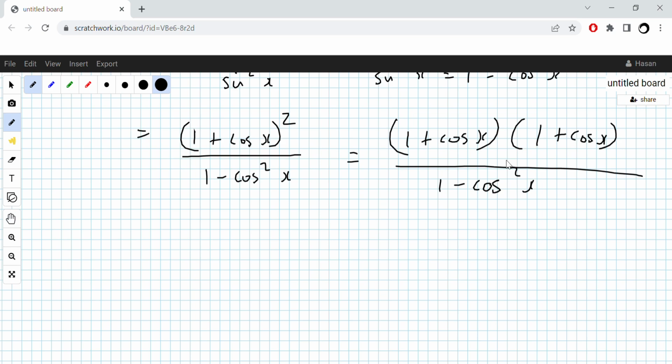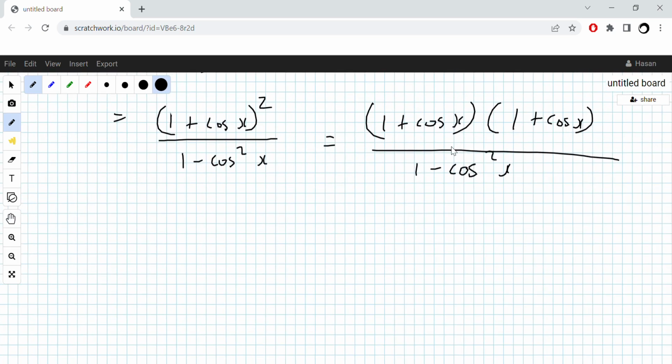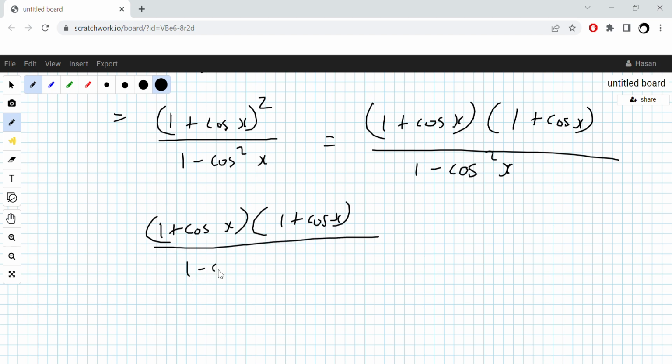And the way we would do that is recognize the difference of two squares. And that would make it 1 plus cos x, 1 plus cos x. Then the bottom would become 1 minus cos x and 1 plus cos x.